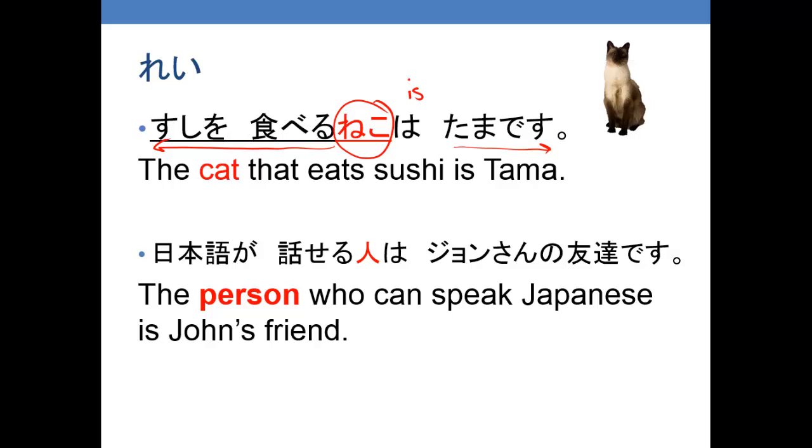For the second sentence, we're talking about a hito this time. Hanaseru means can speak. That's a potential form of Japanese verbs. Moving backward, we've got Nihongo. So the person that can speak Japanese is, with further explanation, John-san no tomodachi desu, working that way. So the person who can speak Japanese is John's friend.